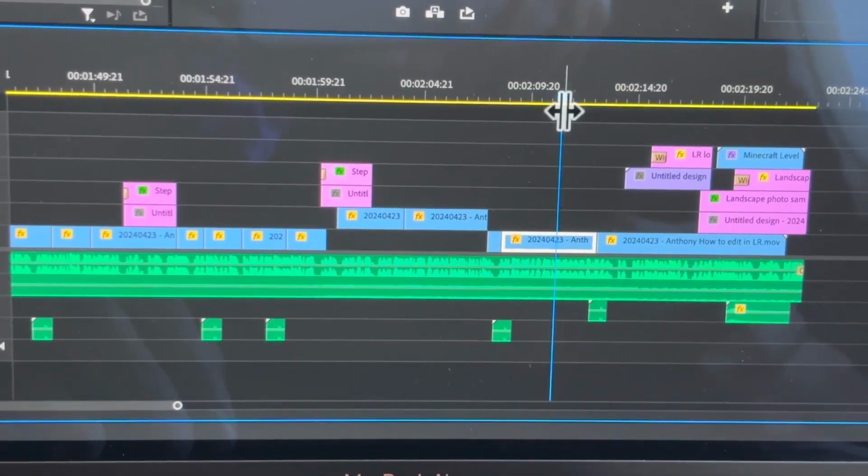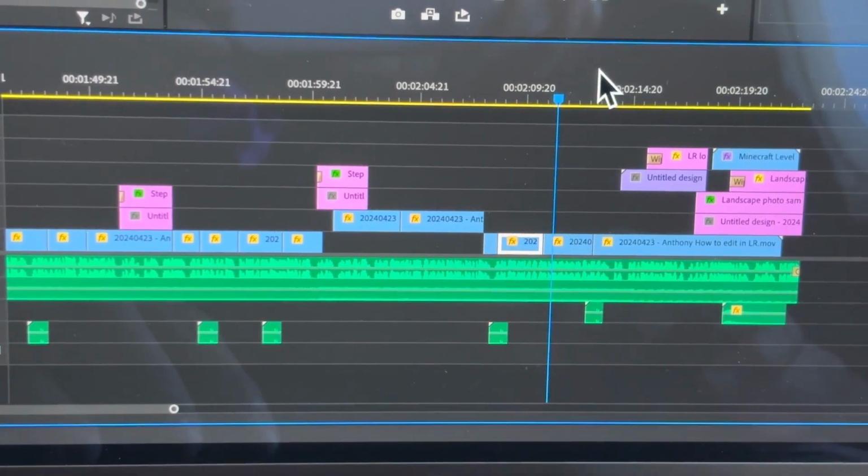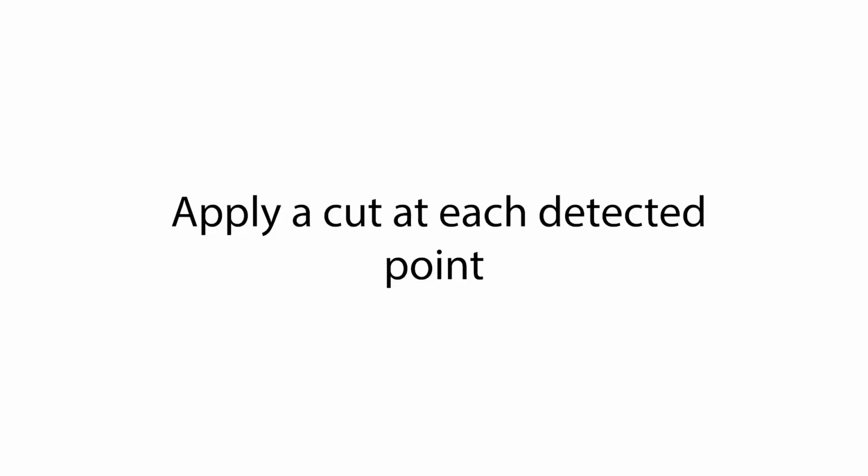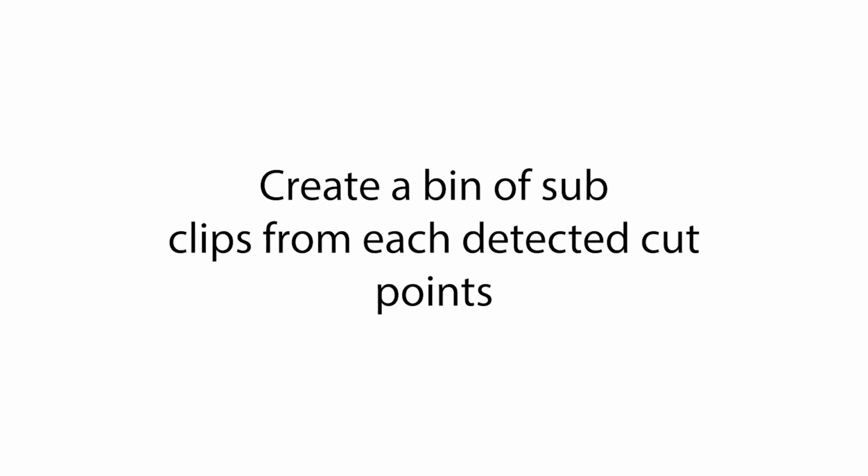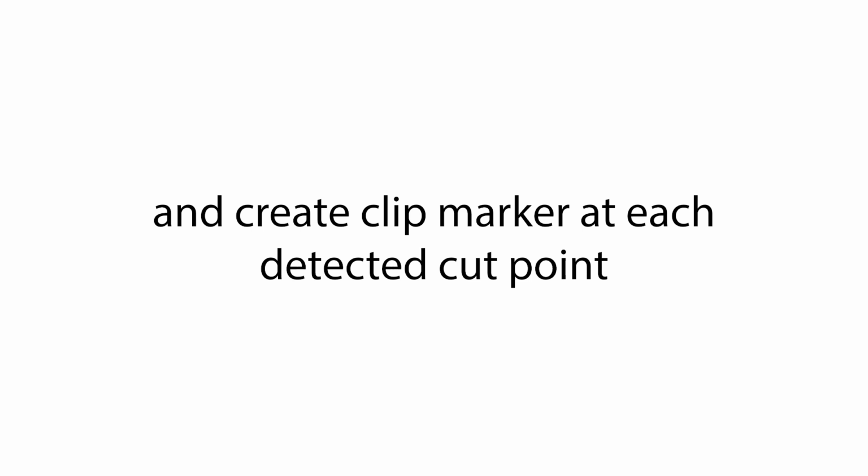Here's how the Scene Edit Detection tool works. Imagine you have a big puzzle and this tool helps you cut out each piece perfectly. The three options available are apply a cut at each detected point, create a bin of subclips from each detected cut point, and create clip marker at each detected cut point.